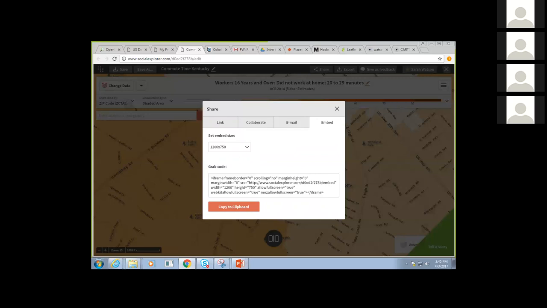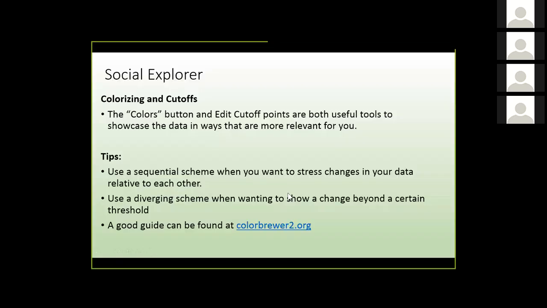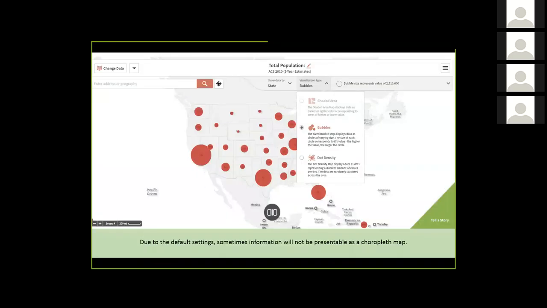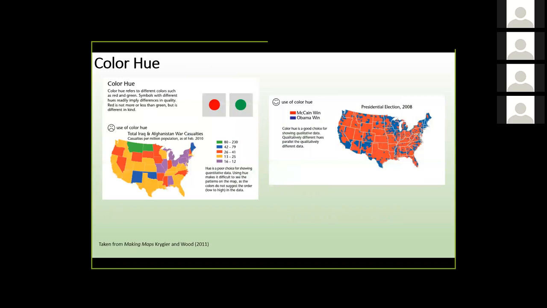Okay, so this is just one option for how you can produce web maps without having to spend a lot of time learning how to code. You can see that this is all stuff we've talked about in terms of color. I put these up here. These are from Making Maps, a really popular book by Krieger and Wood. They do a nice job showing good map design versus bad map design. So this is something to consult if you're thinking about color options.